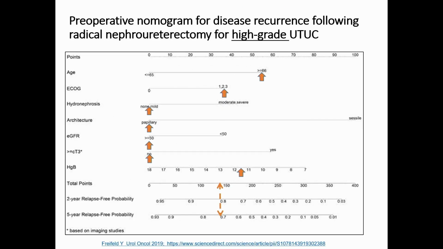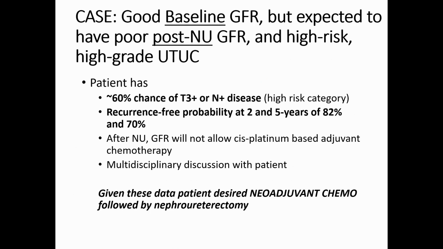And then this one is on the basis of recurrence-free probability if they have a nephroureterectomy for high-grade disease. And in this case, it's not quite as clear because it's roughly 60% chance of T3 disease, and the recurrence-free probability at 2 and 5 years is 82 to 70%. So you could argue that's more intermediate, not really high risk. But either way, what we know is that if we do initial surgery, the patient is not likely to get really good levels of curative chemotherapy. And so you need to have an honest conversation with the patient in terms of these are the risks and benefits. And the patient, given this data, elected to proceed with neoadjuvant chemo.